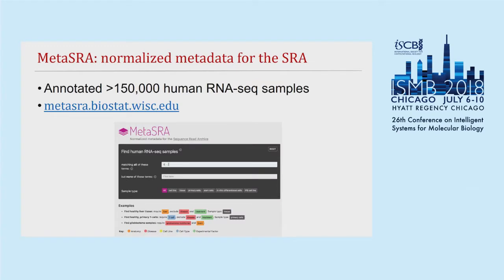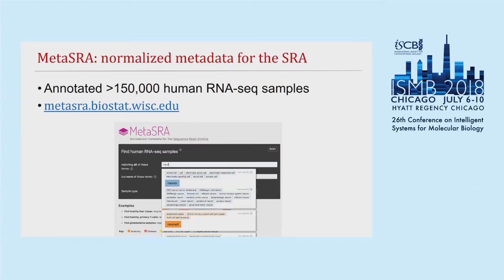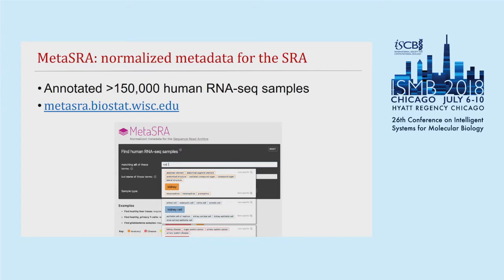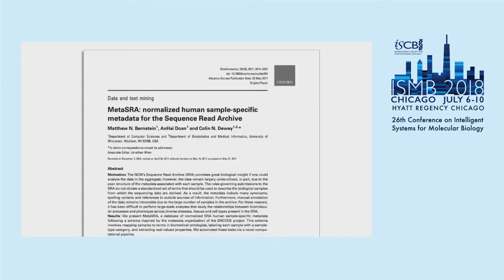Okay, so we took all these approaches. We ran them on over 150,000 human RNA-seq samples in the SRA. And the normalized metadata is available to query and download at metasra.biostat.wisc.edu. And if you want to dig further into the methods that we use, you can read the paper in Bioinformatics.